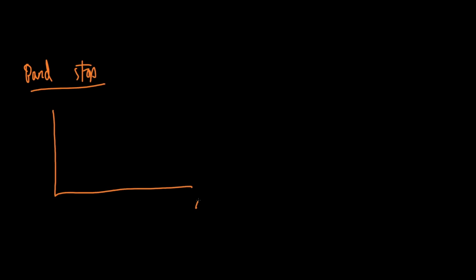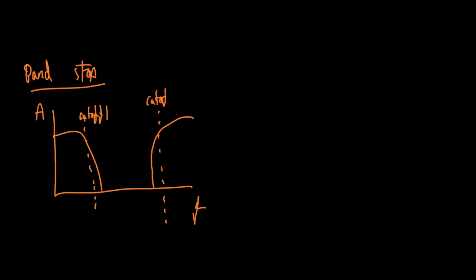And then finally the band stop filter. Band stop filter is the exact opposite. Frequency and amplitude. We allow the lower frequencies to pass through up till a point. Could call that cutoff 1. And then up till another point, cutoff 2. Anything in between here is attenuated. All the other frequencies are let through.